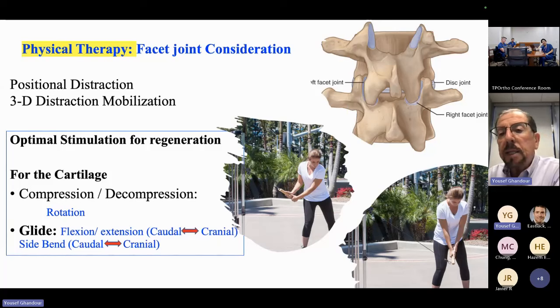One of the treatments we give patients early on is positional distraction. For example, if you have a right facet problem, we'll ask the patient to lie down on the left side, flex up from below, and rotate to the right to gap that right-sided problem. We're also looking at different exercises that will lubricate the cartilage like any joint in the body, including rotation, flexion, and extension in the lumbar spine.